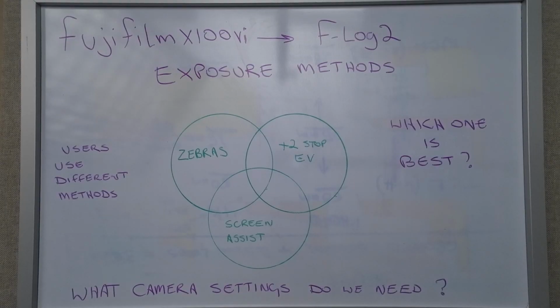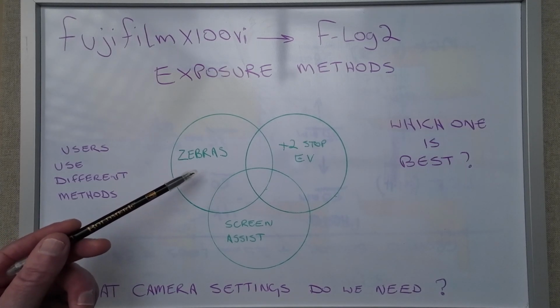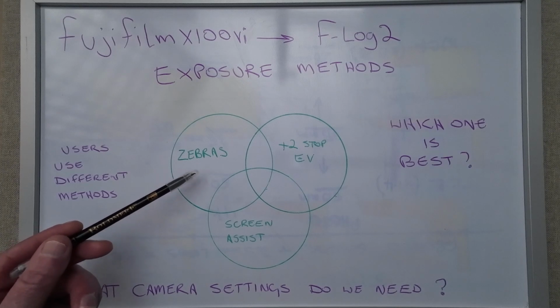Before we go out, let's head over to the whiteboard and see what these exposure techniques and these exposure methods actually are. I've watched different videos from different creators, and from them I've realized that there's 3 basic but different techniques that people use. One is the zebra method, and that's used to ensure that your highlights are not clipped.